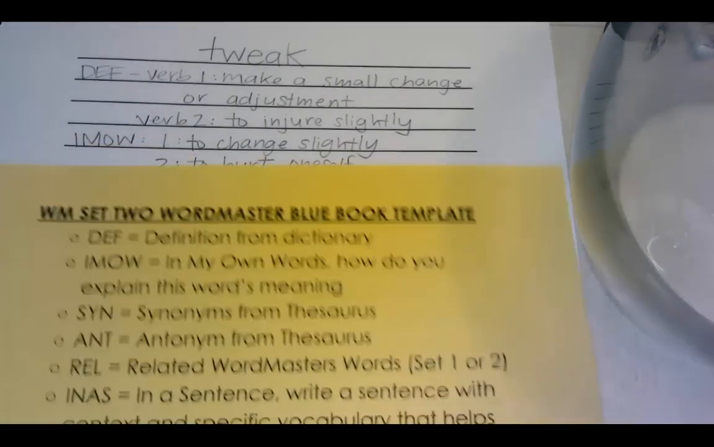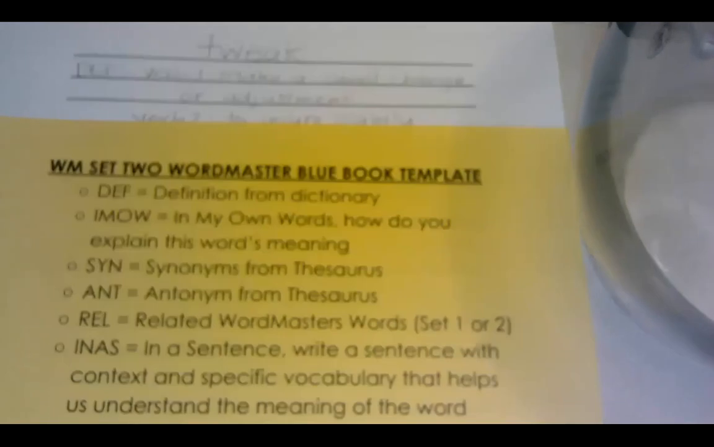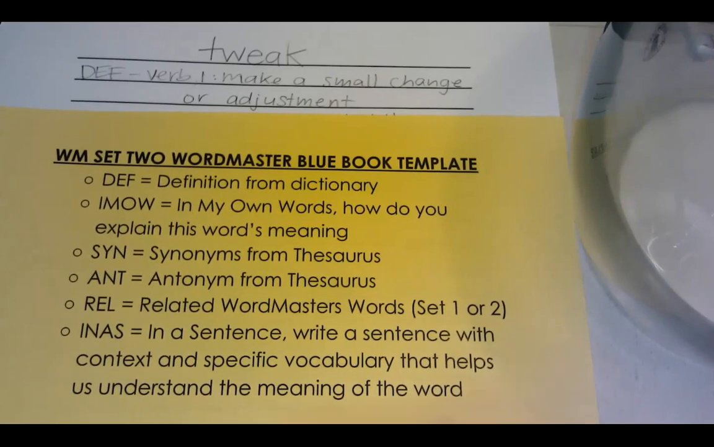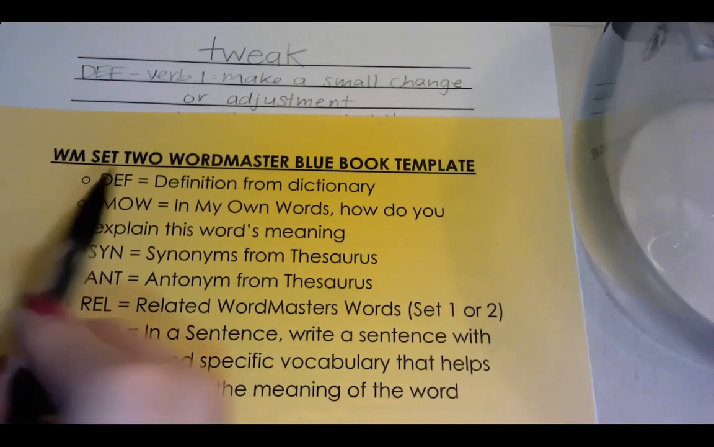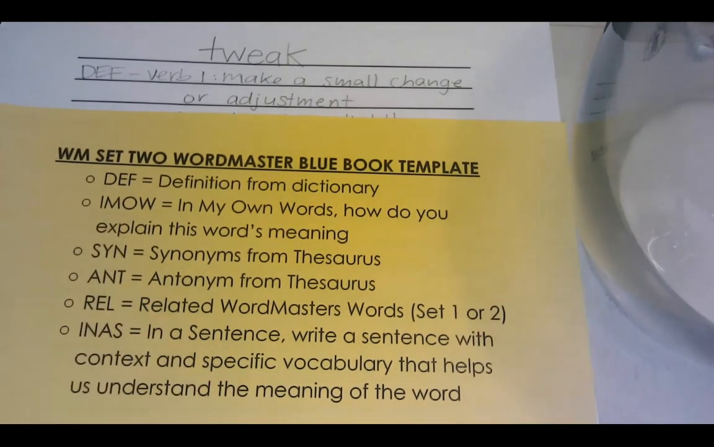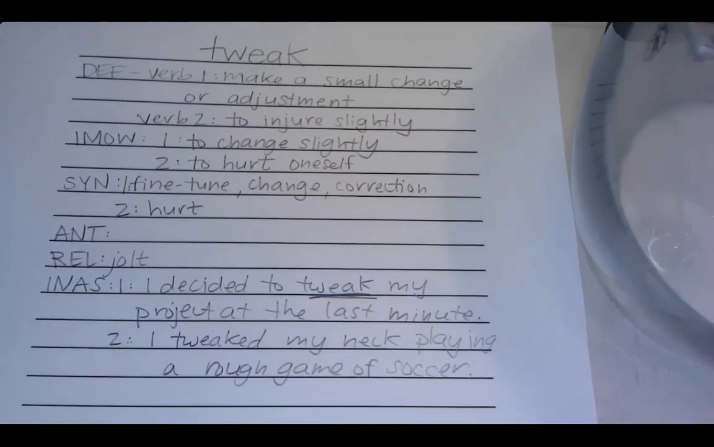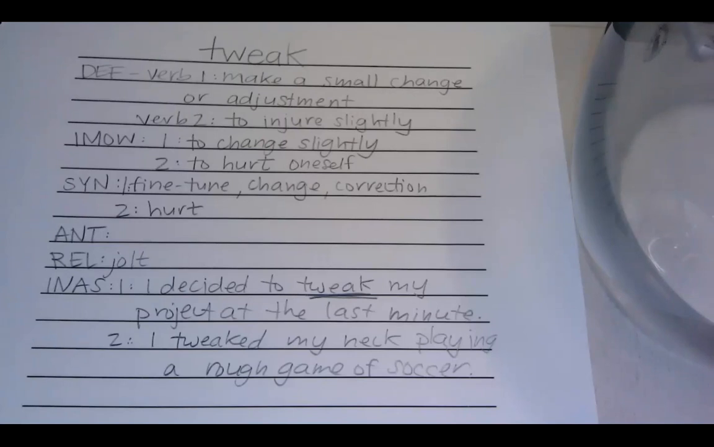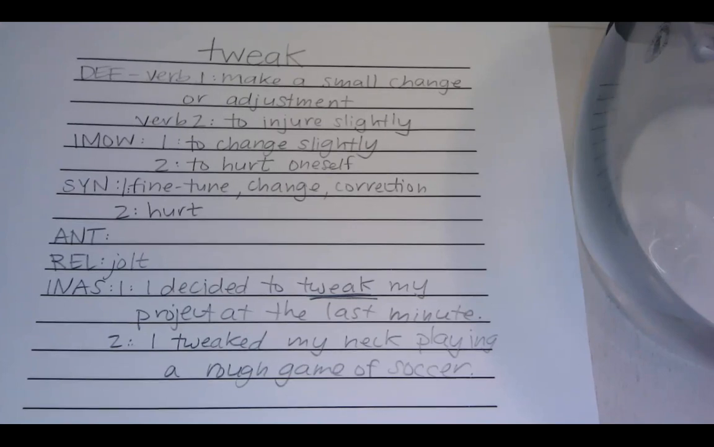Now remember, if you don't remember what some of these abbreviations mean, you have this template at the front of your Blue Book. That's in the front of set 2. So that'll remind you exactly what these different abbreviations are asking you for. And again, the instructions are also located at the top of each assignment page, which you will find every day as you go about completing these Blue Book assignments. You will have anywhere from 2 to 3 words every day.